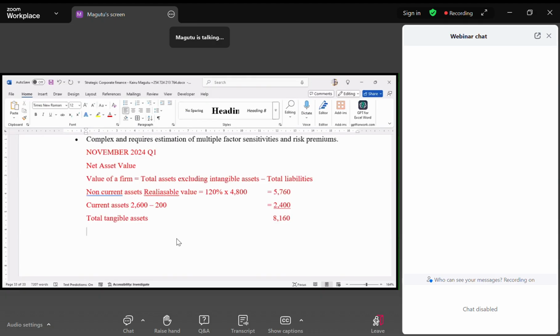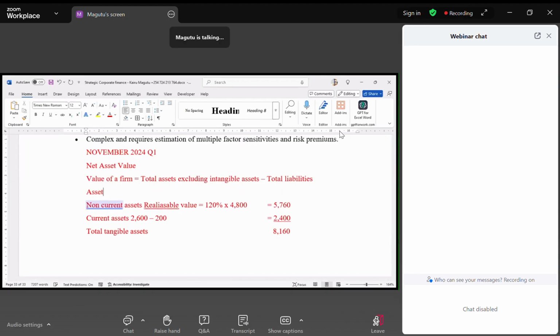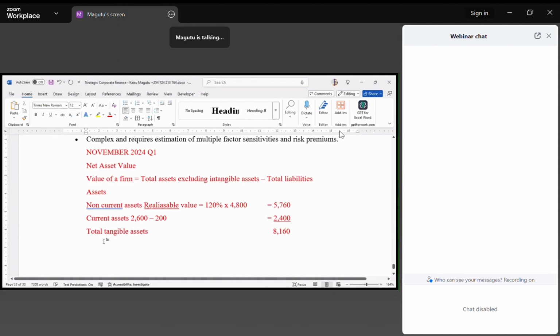Then liabilities. Here I have the liabilities. Do we have liabilities? We are told that we have an ordinary share and a long-term loan of 5,000. So the long-term loan is 5,000.